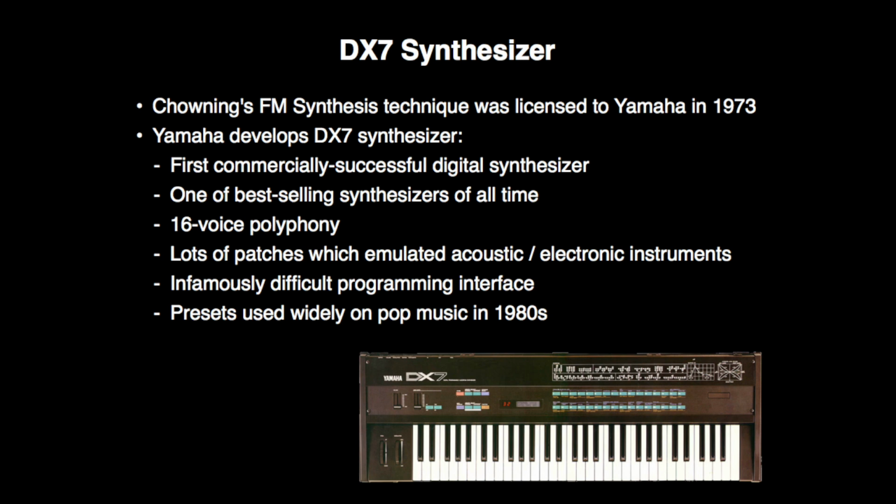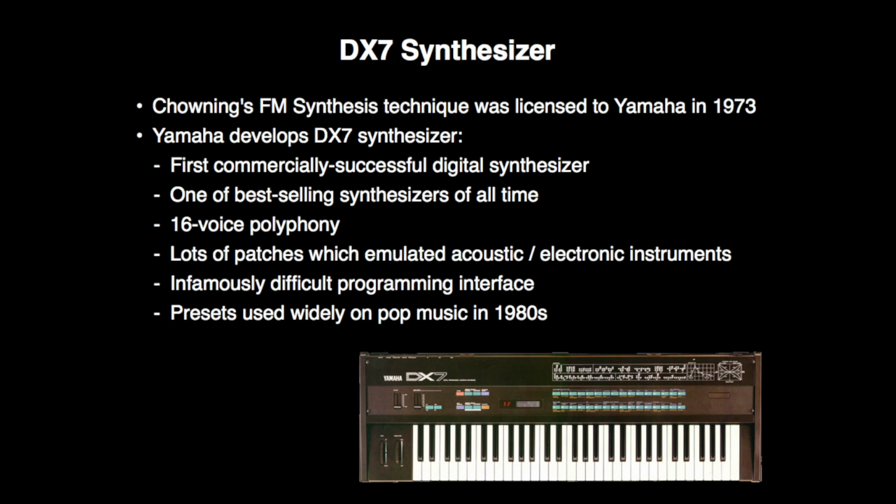It was a digital polyphonic synthesizer. It had 16-voice polyphony, and it had lots of preset patches that emulated all sorts of acoustic and electronic instruments, so things like electric basses, electric pianos, and then also things like flutes and harmonicas and things like that. It had a big interface that allowed you to do all sorts of programming, changing algorithms, changing envelope shapes, all the stuff that we've been doing today.